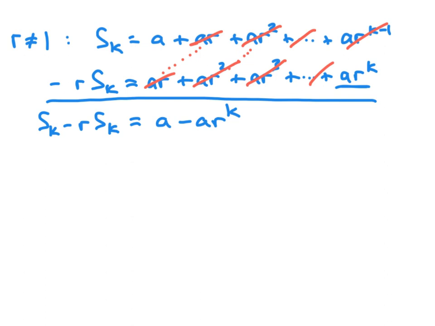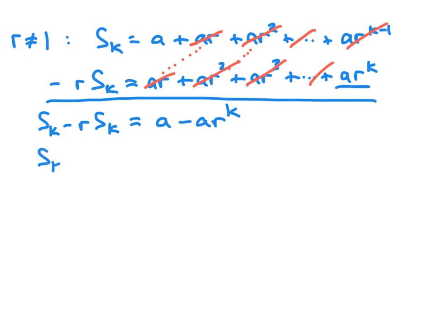And so when we subtract our equations, we're left with s sub k minus r times s sub k equals a minus a times r to the k. By doing this, we can solve this equation for s sub k and therefore find a formula for our kth partial sum, and then we can take the limit of that formula to determine whether a series converges or diverges. In order to solve for s sub k, we just need to do some algebra here.